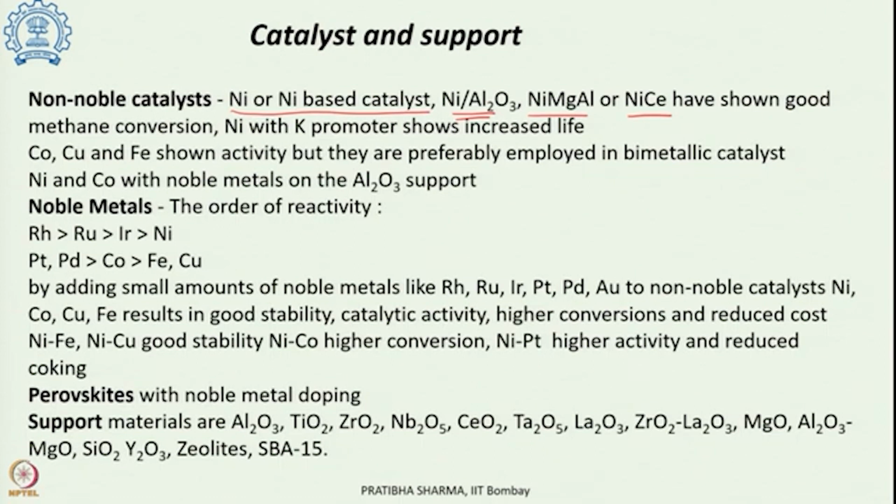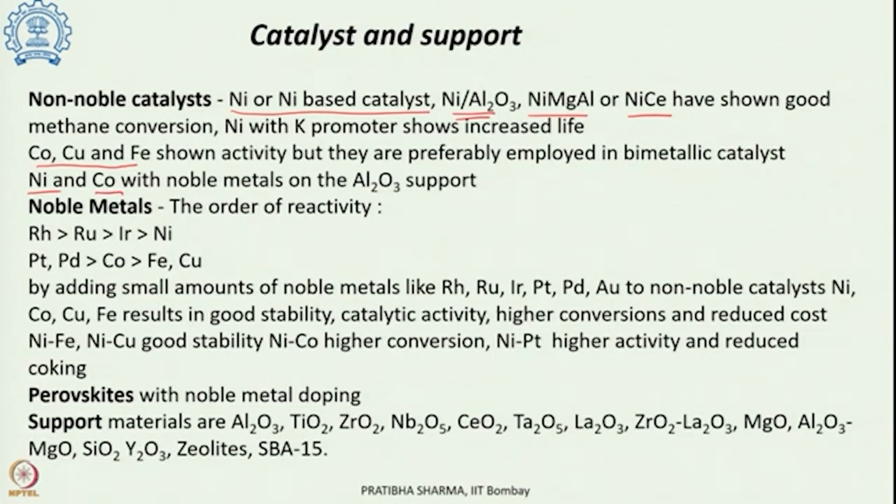The major problem with nickel based catalysts is that they have very good initial methane conversion and good activity, but the coke formation is higher. We can add certain promoters, like potassium, to increase its life and stability. There are other non-noble metal catalysts like copper, cobalt, iron, which also show good activity and can be used preferably in a bimetallic catalyst, together with a noble metal. For example, nickel and cobalt are used along with noble metals as a bimetallic catalyst on an alumina support.